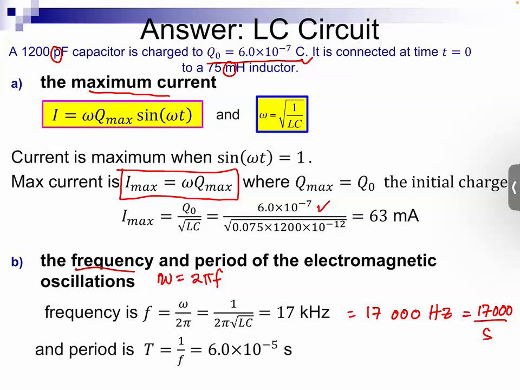And the period is, from the definition of period being the inverse of the frequency, right? So 6 times 10 to the negative 5 seconds. After, for example, 6 times 10 to the negative 5 seconds, the energy is transferred to the inductor. And then after another 6 times 10 to the negative 5 seconds, the energy is in the capacitor, and so on. Good.